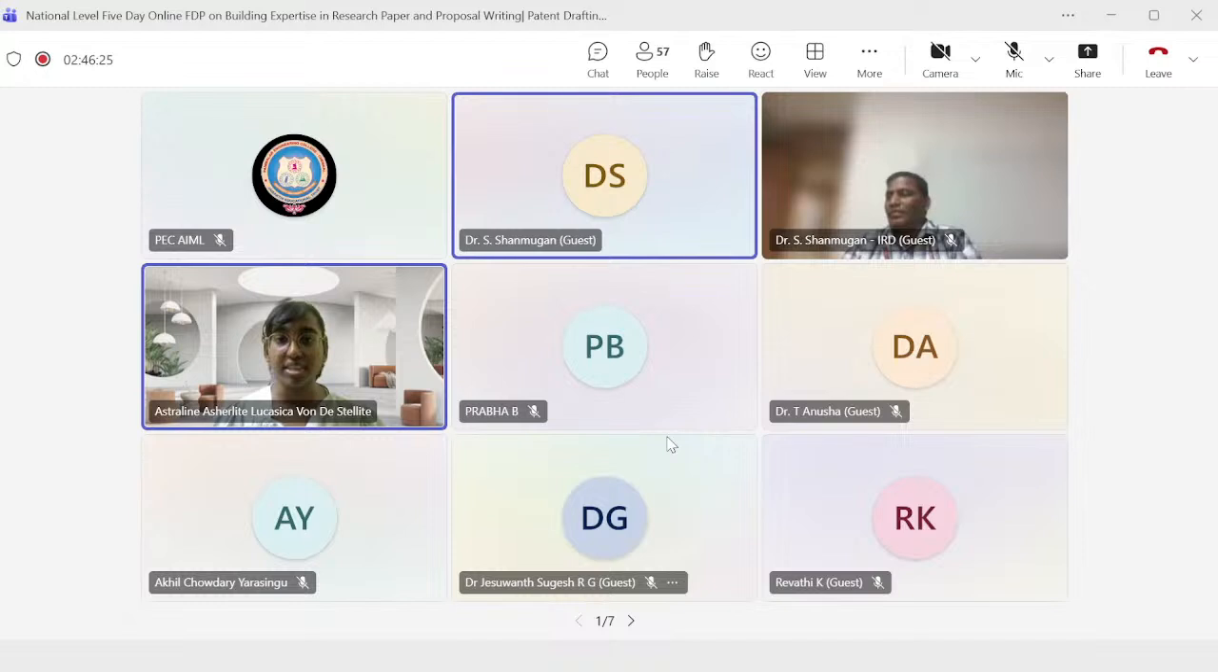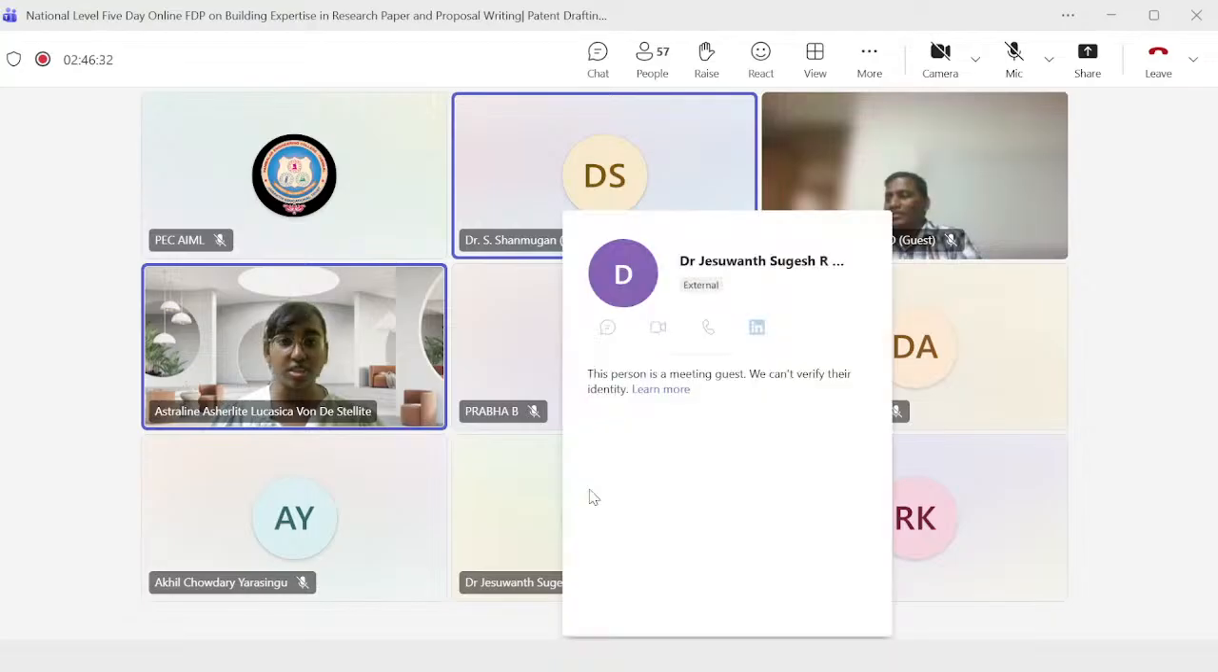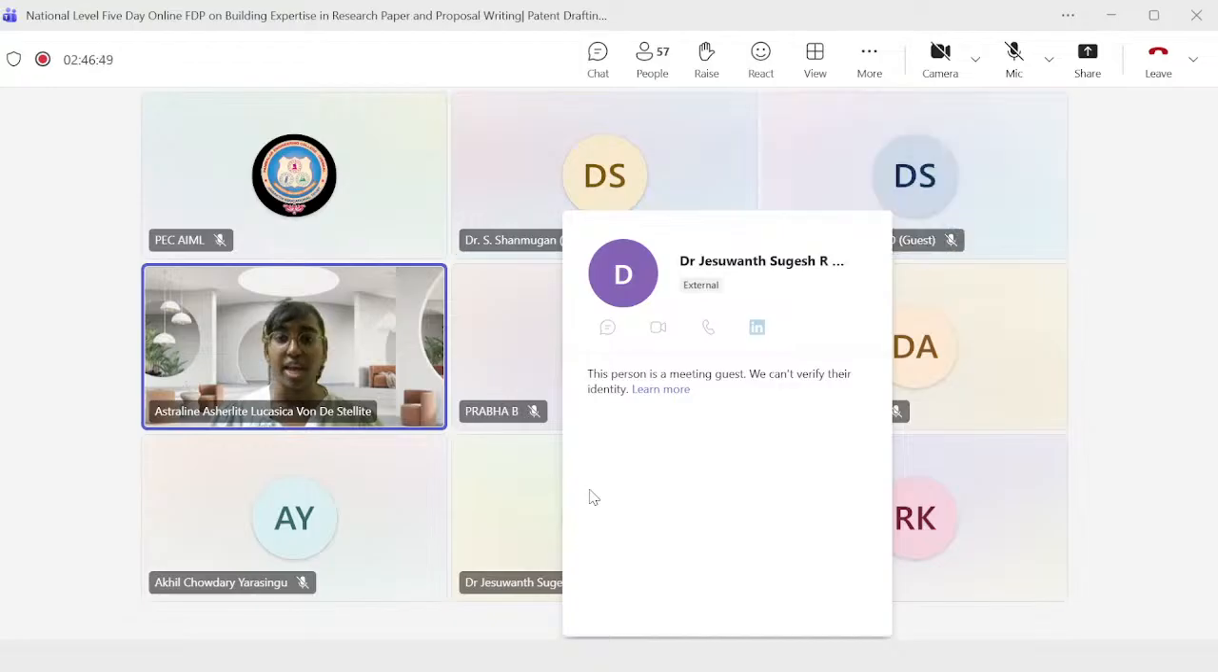It is indeed an honor and privilege to gather here today for the valedictory session of the national level 5-day online faculty development program on building expertise in research paper and proposal writing. As we conclude this remarkable academic journey, I extend my heartfelt gratitude to the management, organizers, speakers, and participants whose collective contributions have made this FDP a resounding success.